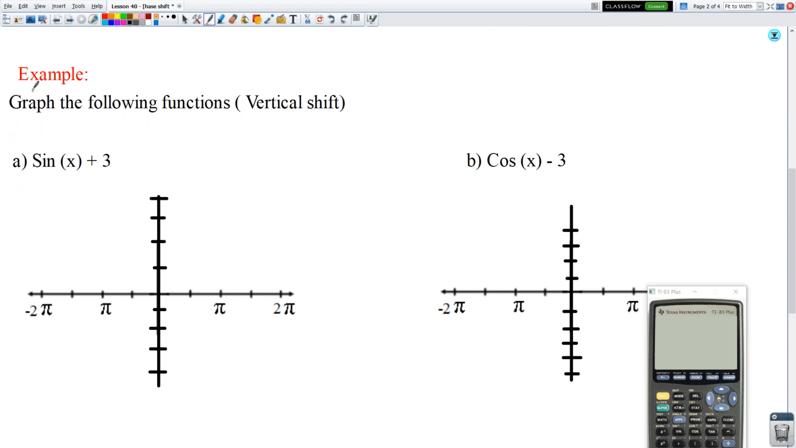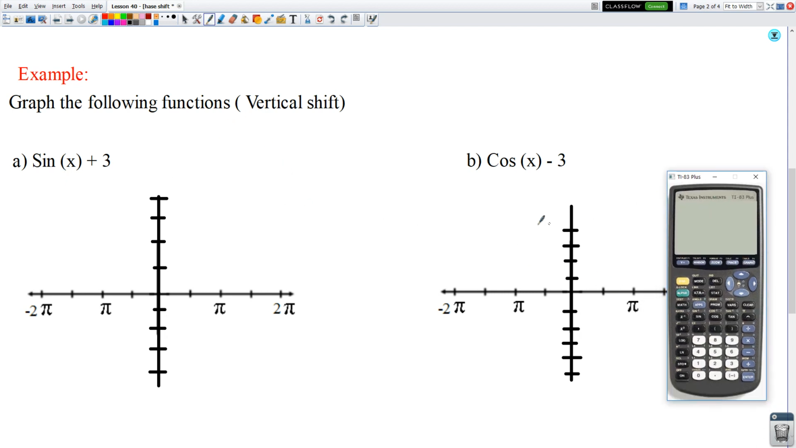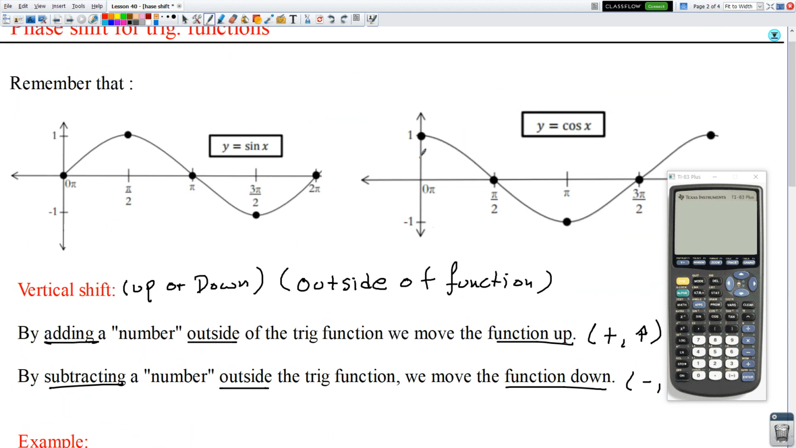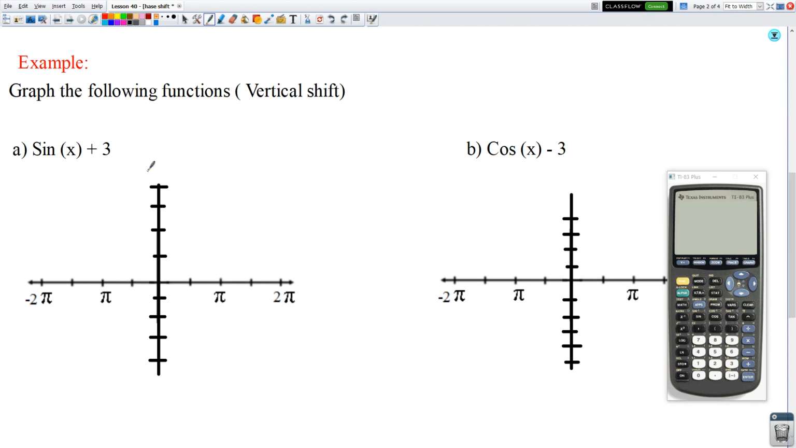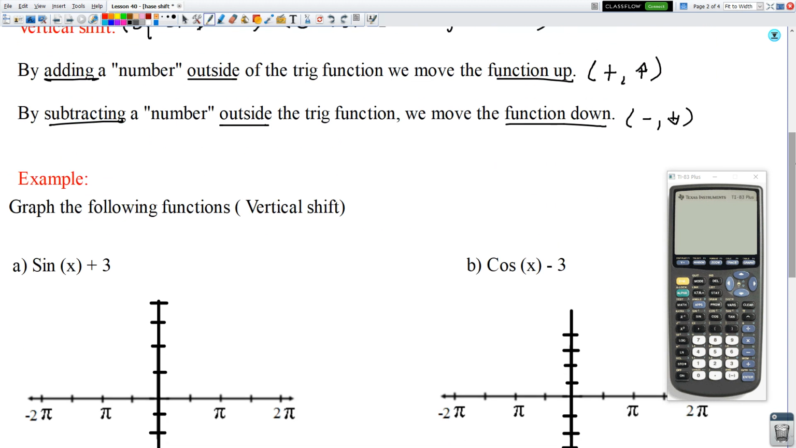Example 1 says graph the following functions. You can easily just get this function, put it in the calculator, you get a graph, and that's it. But that's not exactly what we want to do here. So the first thing that you want to do is to graph what we're going to call the parent function, where the parent function is the function that you know so far, either sine of x or cosine of x. Notice that in this case, we're going to talk about sine of x.